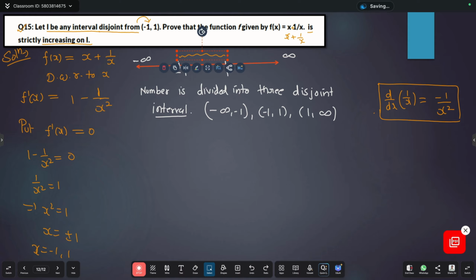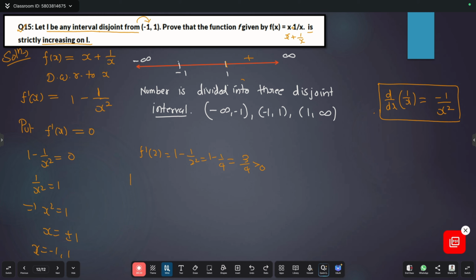Now see the sign convention. What is the sign of f dash in the interval greater than 1? When you put any value greater than 1 in f dash, for example 2, what do you get? F dash 2 is 1 minus 1 upon 2 square, 1 minus 1 upon 4, positive, 3 by 4. So this is plus. Between minus 1 and 1, select any number. 0 is there, but 0 is not defined because in 1 upon x square, x cannot be 0. Other than 0, any number is allowed.